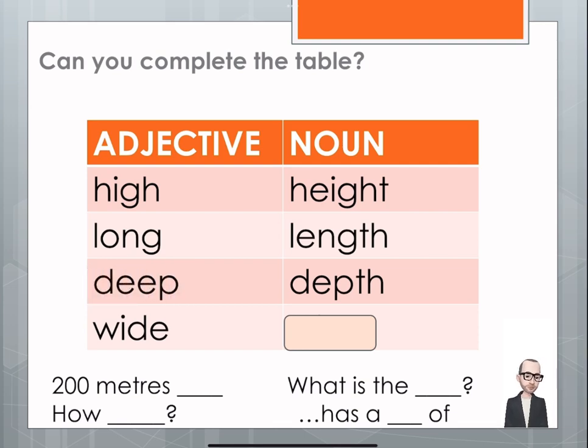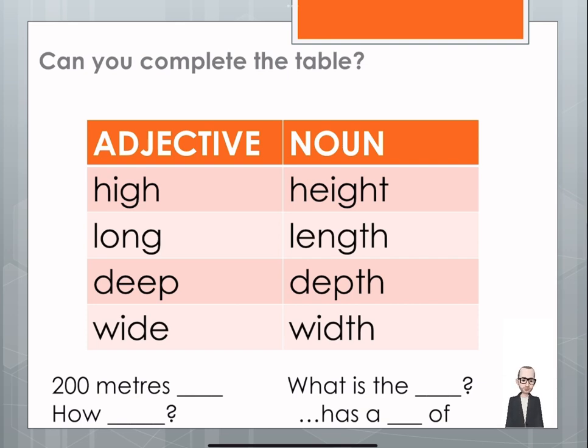At the bottom of the page, I put a couple of examples as to how you can most commonly come across these adjectives or nouns. You've got a couple of examples there, 200 meters, and then you can use any of the adjectives. 200 meters long, 200 meters wide, 200 meters deep, and so on and so on.